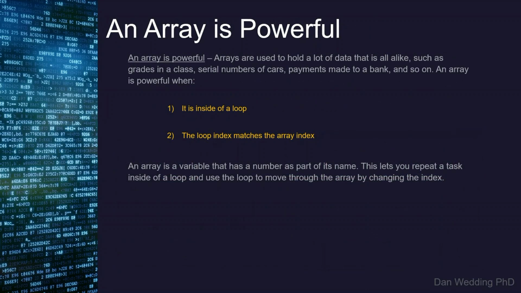Arrays are used to hold a lot of data that is all alike, such as grades in a class, serial numbers of cars, payments made to a bank, and so on. An array is powerful when it is inside of a loop and the loop index matches the array index. An array is a variable that has a number as part of its name. This lets you repeat a task inside of a loop and use the loop to move through the array by changing the index.